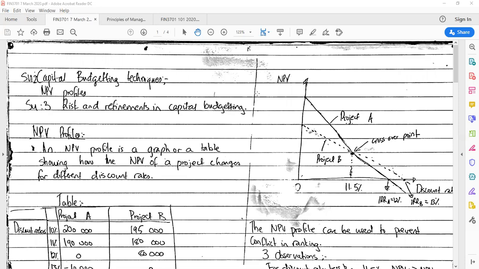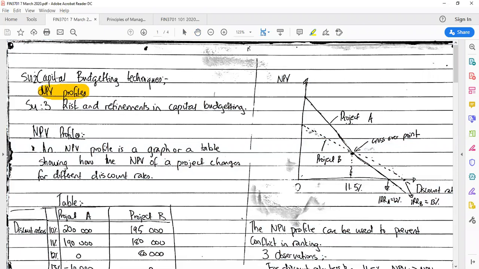So on Saturday, we continued with study unit 2, which is capital budgeting techniques, and we were left with one part on study unit 2, which is NPV profiles.